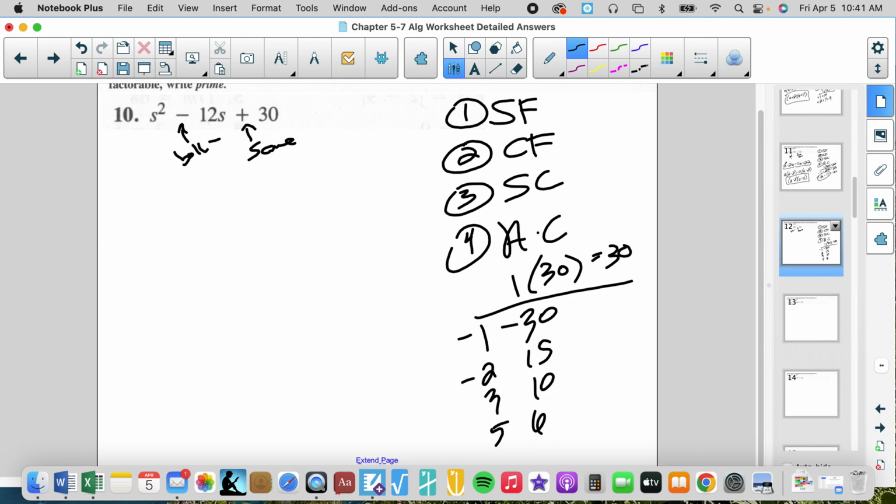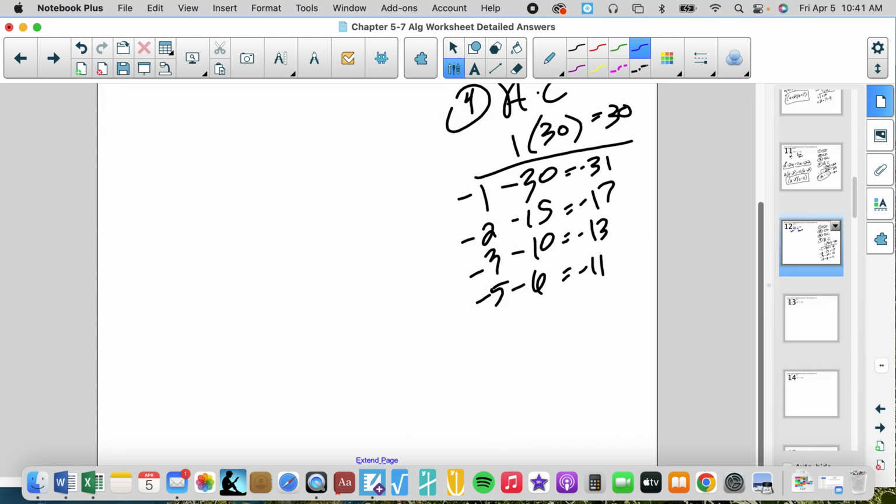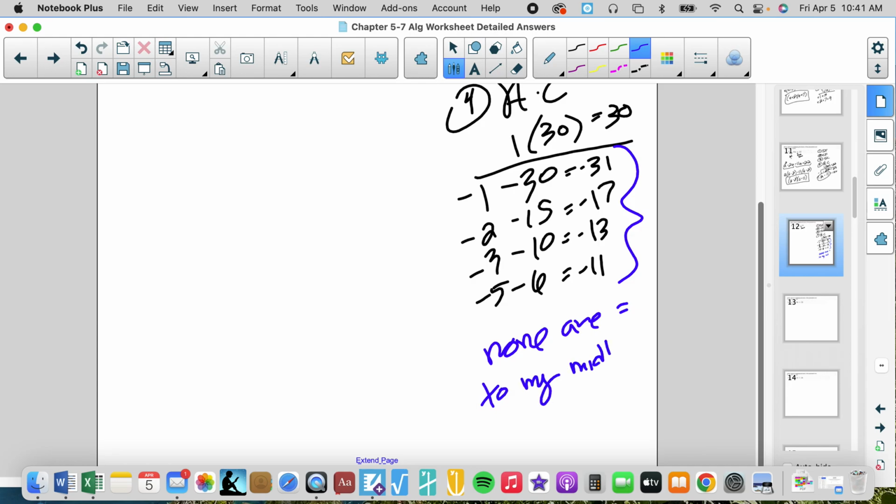Negative 31, negative 17, negative 13, negative 11. Notice none of them are my middle. I love that they did this. None are equal to my middle.